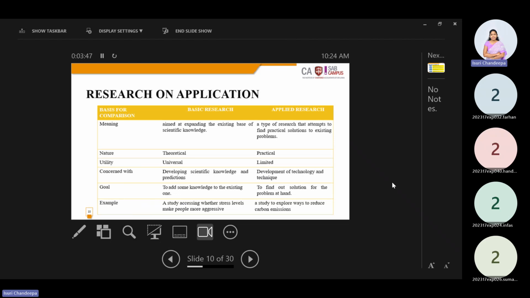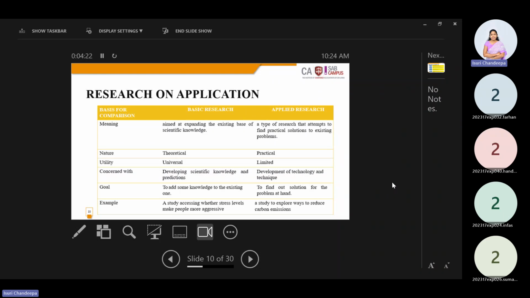Next one, applied research, right? Example for applied research: a study to explore ways to reduce carbon emissions, right? How you can reduce the carbon emission, how you can reduce the water wastage, how you can reduce the air pollution. How you can find the answers, or how you can identify what are the factors affecting the length of the tire, right? Likewise, finding the answers to a specific problem.